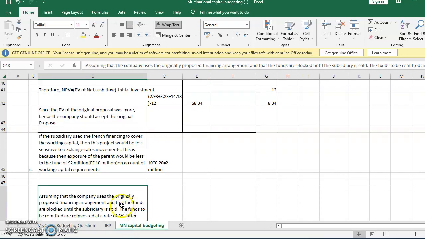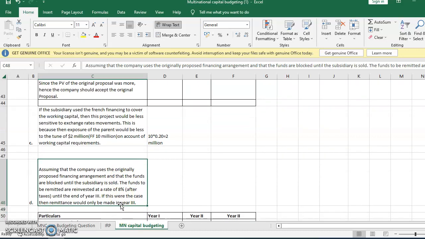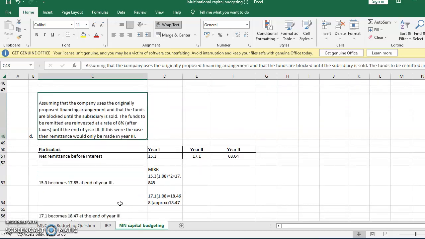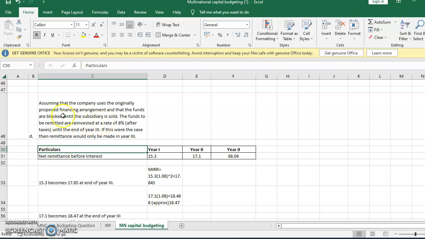So let's see the MNC NPV for this particular sub question. What we do is assume that the company uses the original proposed financing arrangement, that the funds are blocked until the subsidiary is sold. The funds to be remitted are reinvested at a rate of 8%.